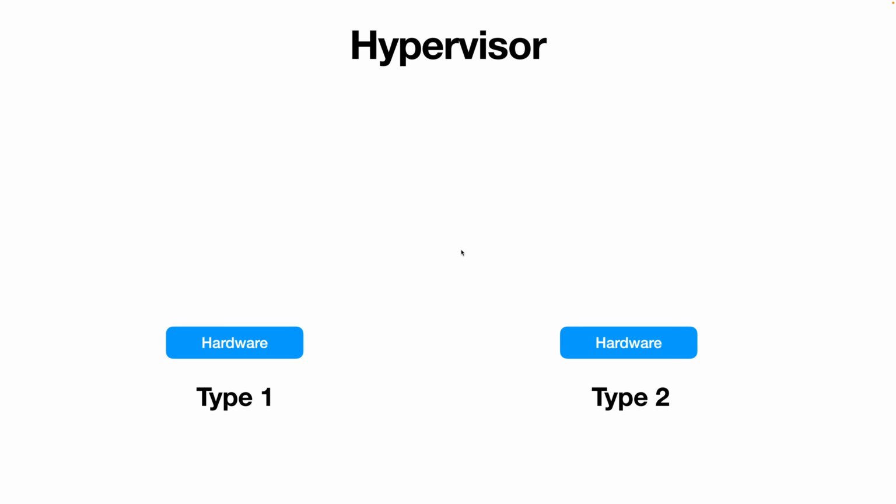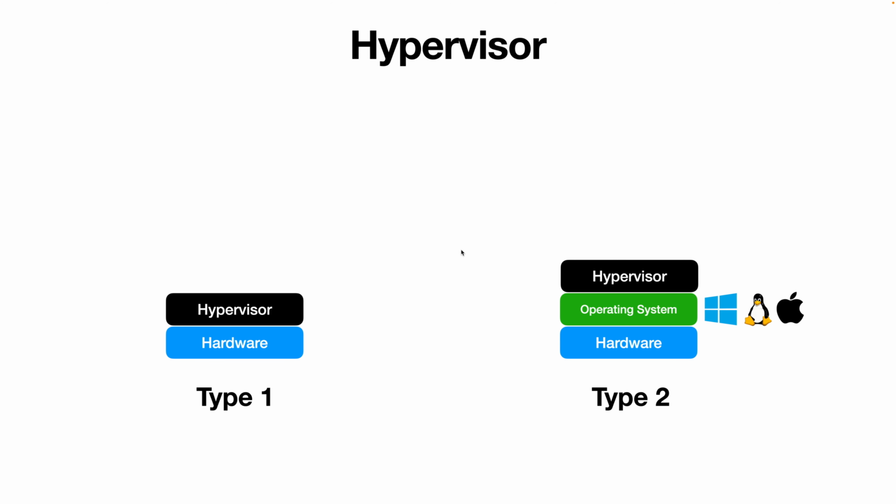There are two types of hypervisor. Hypervisor type 1 is the one that installs directly on your hardware. So basically it has an operating system integrated into it. And then the hypervisor type 2, which is the one you saw me using, is the one where you have your operating system, Linux, Mac, whatever, and then the hypervisor is an application.